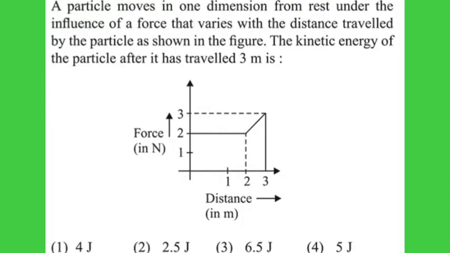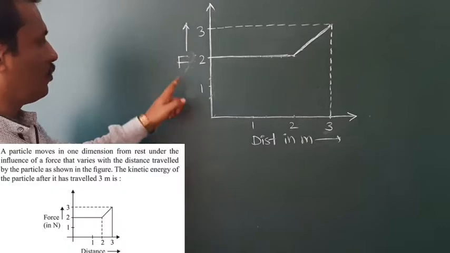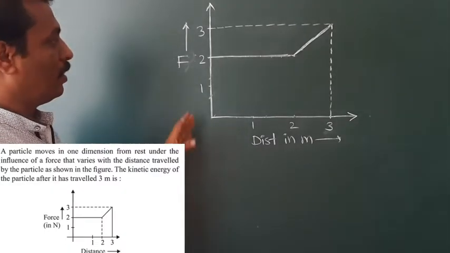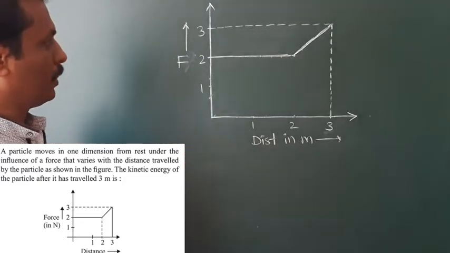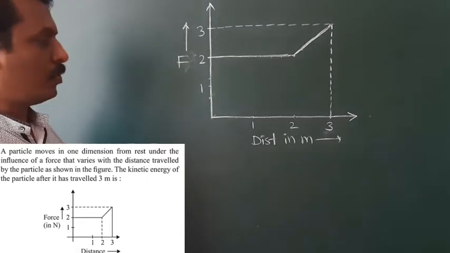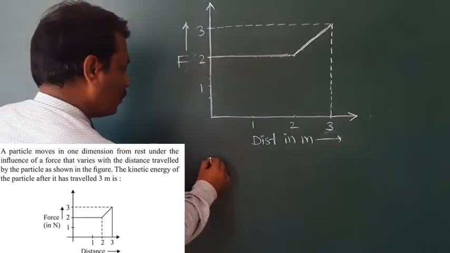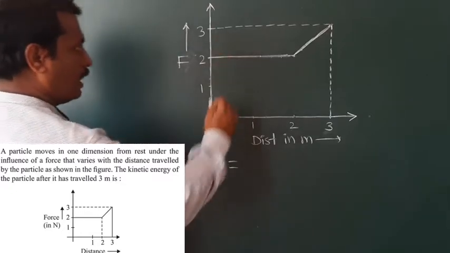Next question. A particle moves in one dimension from rest under the influence of a force that varies with the distance traveled by the particle as shown in the figure. The kinetic energy of the particle after it has traveled 3 meter is: first one 4 J, second 2.5 J, third 6.5 J, fourth 5 J. Here the force and displacement graph is given. The question is, what is the change in kinetic energy when the body travels 3 meter? You know that the area under the force displacement graph gives work done. So work done is equal to the area under this graph.